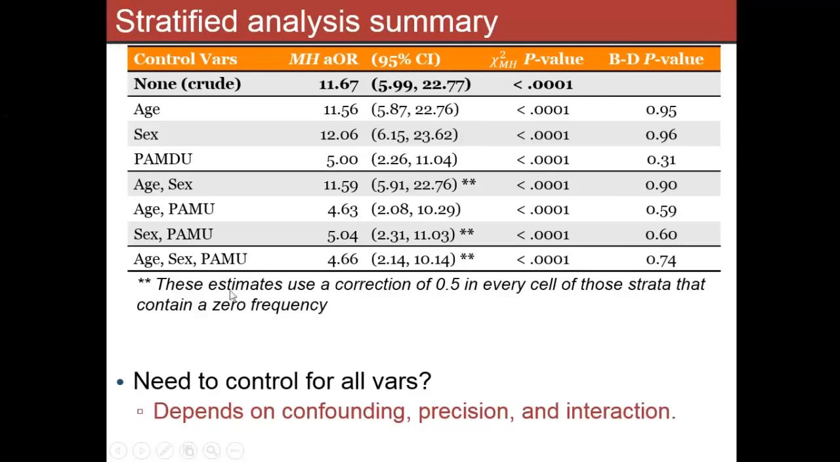There are issues to think about, and they really have to do with confounding, precision, and interaction, the three buckets of issues that I talked about earlier for control variables. And we're going to talk about that in regression, and not necessarily through the lens of stratified analysis.